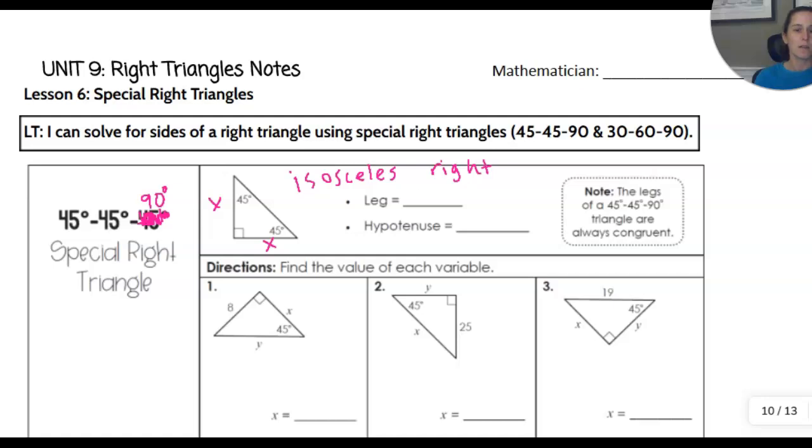So let's say our leg is x, then the shortcut is if I multiply the side length by radical 2, that will give me the hypotenuse, which would be x times radical 2. Well, let's see why this is.